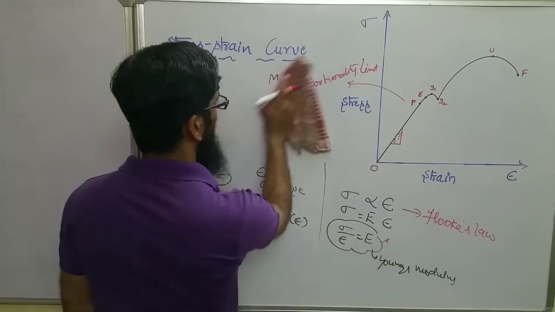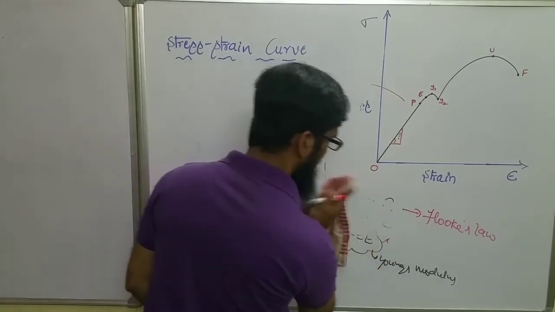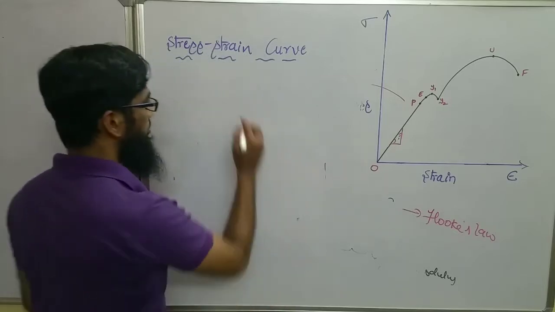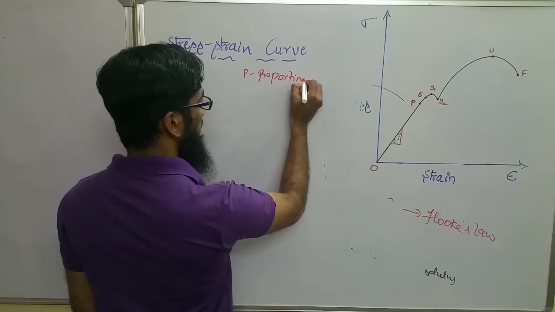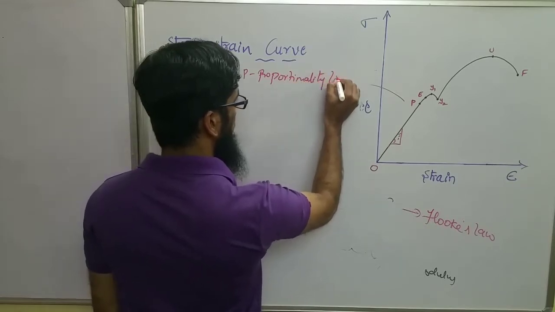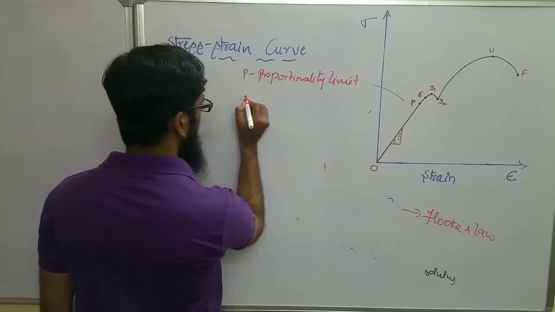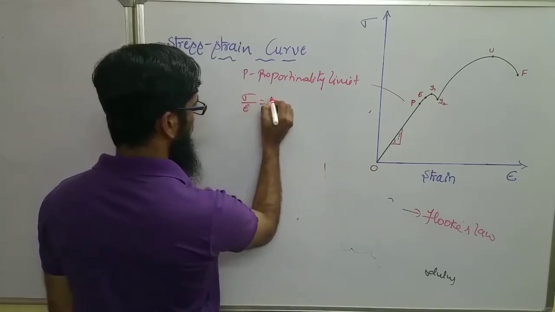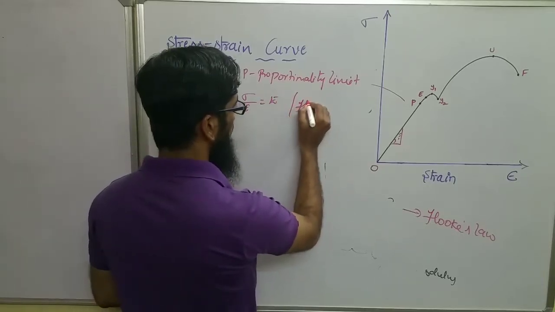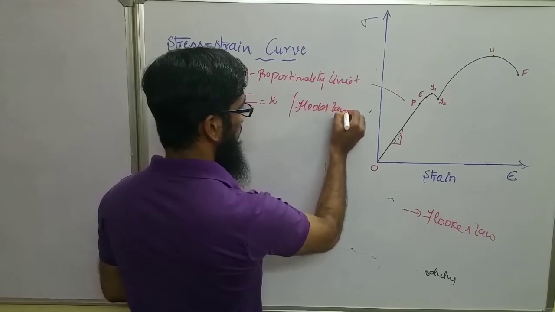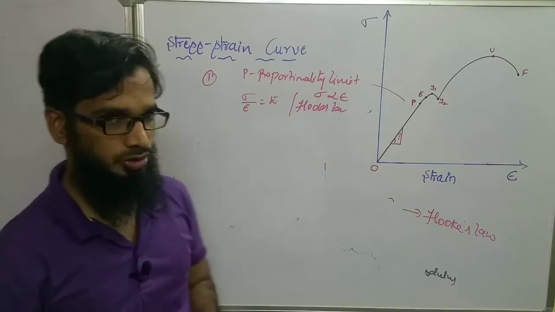Okay, I'll go for this. These are the very important points that we have to remember here. The very first point, P, indicates the proportionality limit. In that case, we can just see the stress and strain. In this region we can see Hooke's law, that is, stress is directly proportional to epsilon, that is, stress is directly proportional to strain.